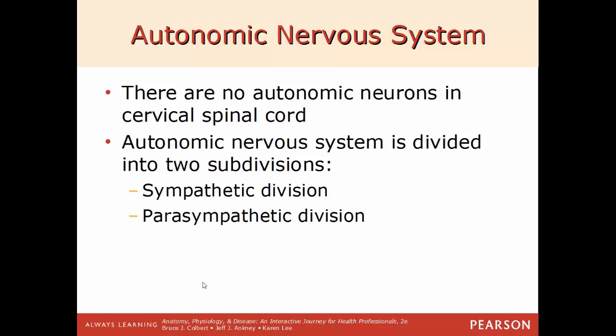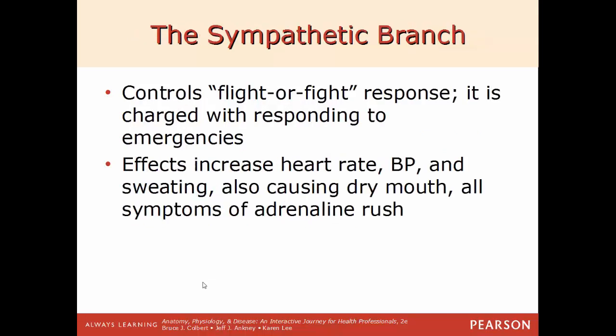has two divisions of its own: the sympathetic and parasympathetic. And these two divisions will have exactly opposite effects from one another. First, we'll start with the sympathetic branch. This controls the flight or fight response. So how you respond in an emergency. And do you stick around and fight, or do you turn around and flee?